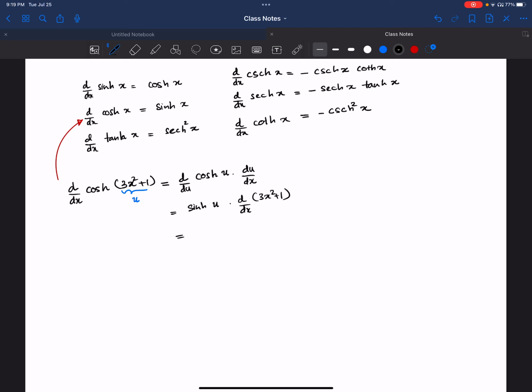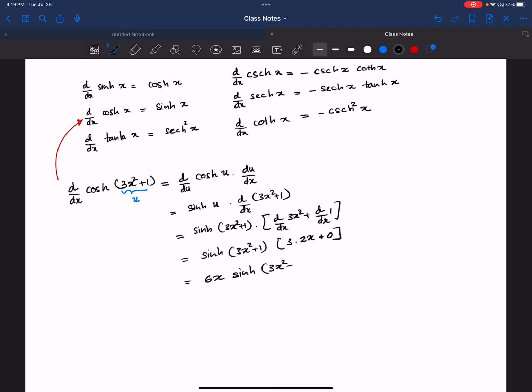So from that we can get sinh u is sinh of 3x squared plus 1, and then the derivative of this can be taken using the sum rule, plus 1, and then putting everything together you can get sinh of 3x squared plus 1 times 3 times 2x plus 0, so you can write 6x times sinh of 3x squared plus 1. So that's the answer for that.